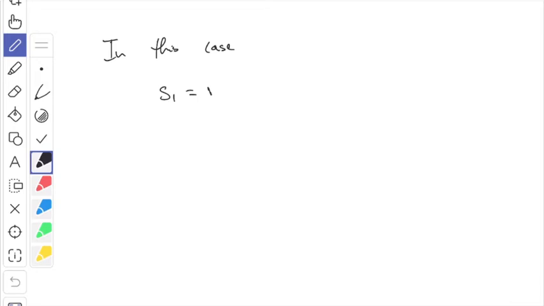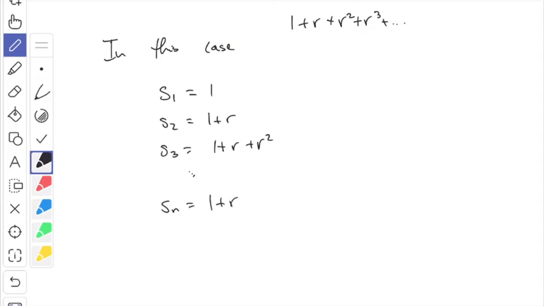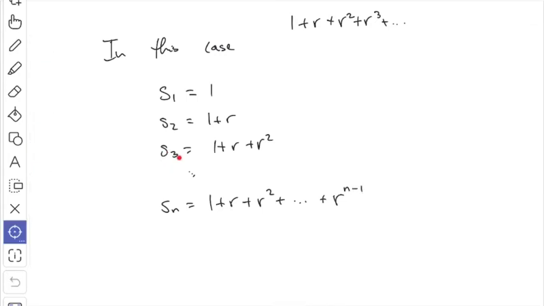S1, of course, is just 1. Remember, the series looks like 1 plus r plus r squared plus r cubed, right? This is what we're talking about. So S1 would be just the first thing. S2 is the first 2 things, which would be 1 plus r. S3 would be the first 3 things, 1 plus r plus r squared, etc. To write Sn, it would be 1 plus r plus r squared up to r to the n minus 1. You can see that these numbers are sort of off by 1. S3 goes up to r squared, so Sn will go up to r to the power n minus 1.